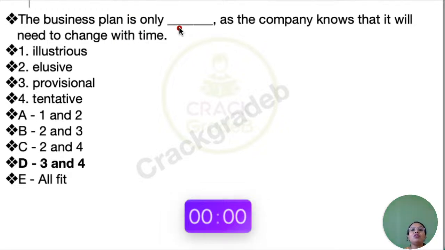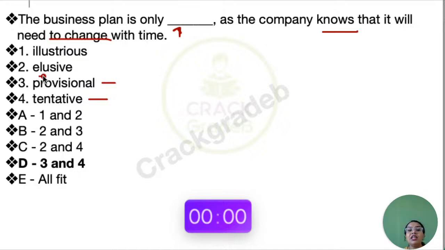The business plan is only dash. Now there is a context if we read ahead: the company knows that it will need to change with time. So it is for the short term. Even without going through the options, you understand this from the sentence. So it is provisional, it is tentative, it is just for the time being. You get provisional contracts, you get a provisional letter before the actual job offer letter, you get to complete your provisional time period. So that's what we have here, the third and the fourth one.